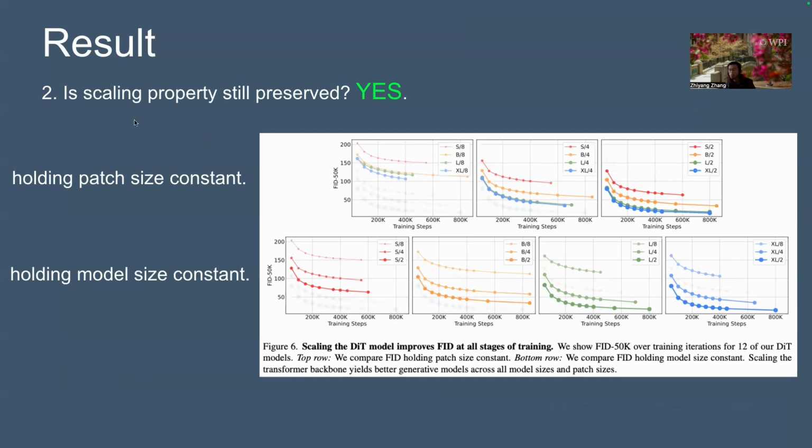The authors did 2 sets of experiments: holding patch size constant and holding model size constant. The upper row represents the experiment holding patch size constant. We can see the performance improves as the model complexity grows. The lower row represents the experiment holding model size constant. We can see the performance also improves as the patch size decreases. Decreasing patch size equals to increasing the dataset.